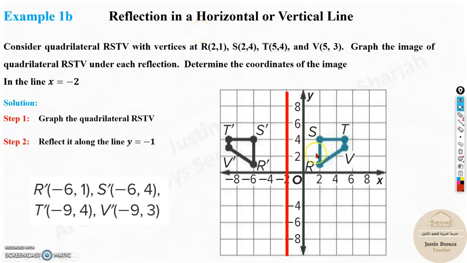Please make sure, you can compare this for the reflection along line x is equal to minus 2. For x is equal to minus 2, remember here the Y values don't change. What is the Y value in this coordinate? Let's say R: X is 2, Y is 1. See, it'll be the same. X is different, but Y will be the same. Same thing over here, all the Y values.